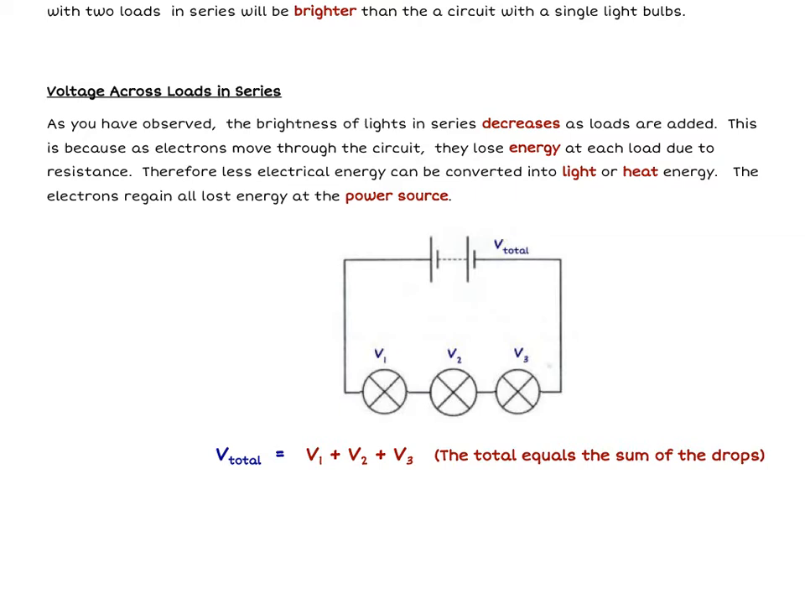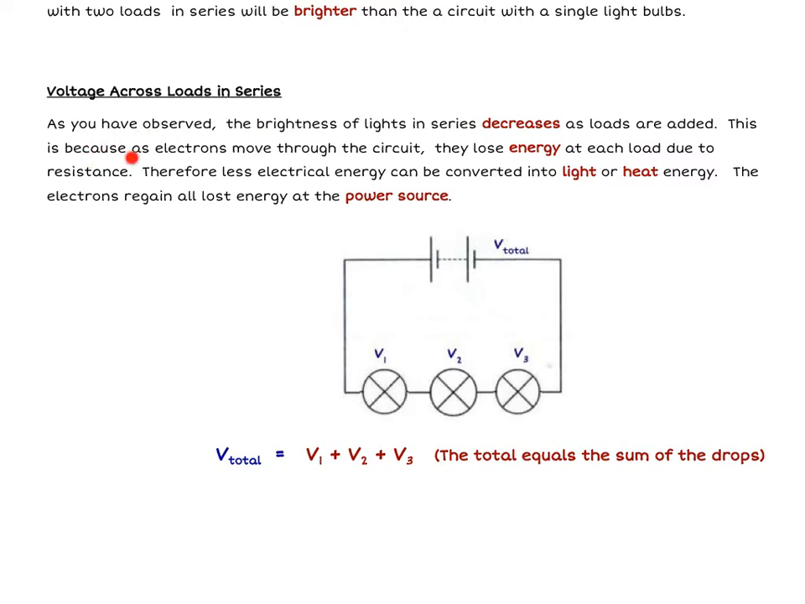Now let's take a look at what happens when we are talking about voltage in a circuit that has its loads in series. Okay, so hopefully you noticed that when you were building your circuits where the loads were in series, that as you added an additional light bulb, all of them got dimmer, right? So the brightness of the lights decreases as loads are added.